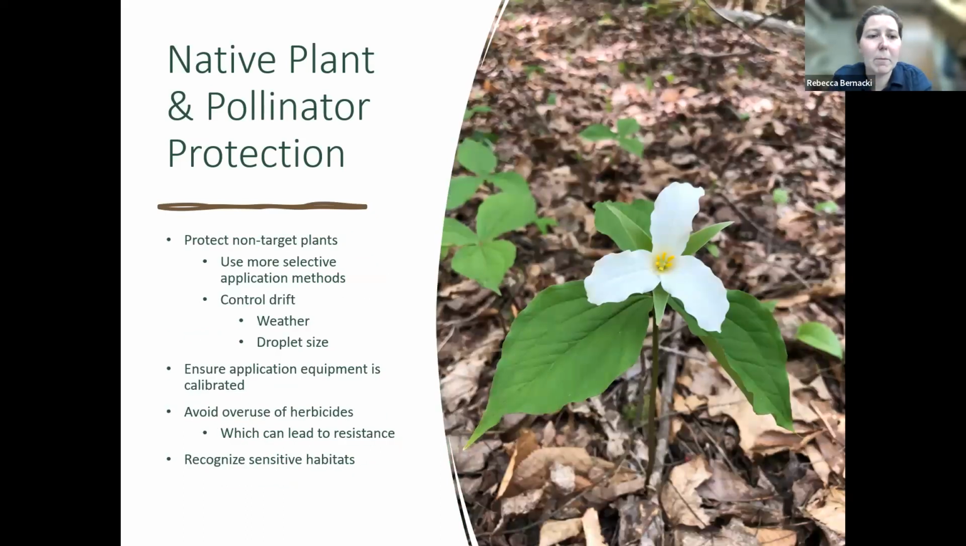We can protect non-target plants by using more selective application methods. So maybe we want to get out and use backpack sprayers instead of boom sprayers if we only have a small population of something. We also want to control our drift by taking into account both weather and droplet size. We also want to ensure, especially if you're using big boom sprayers, that our equipment is properly calibrated so we know how much herbicide we're using, so we stay within the labeled rate of that herbicide. This helps us avoid the overuse of herbicide, which can lead to herbicide resistance in plants.